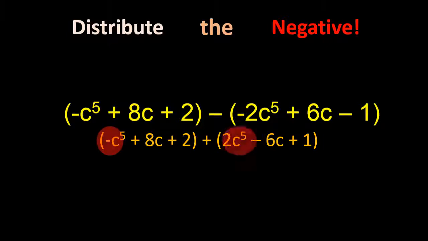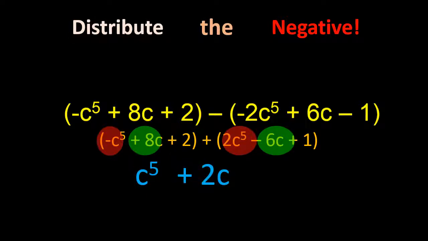We have negative c to the fifth plus 2c to the fifth, which means I'm going to end up with 1c to the fifth. Second like terms are 8c and negative 6c. Combining these two like terms together, I'm going to end up with plus 2c, and then I'm adding the numbers 2 and 1 together, or combining them together, to get a 3.